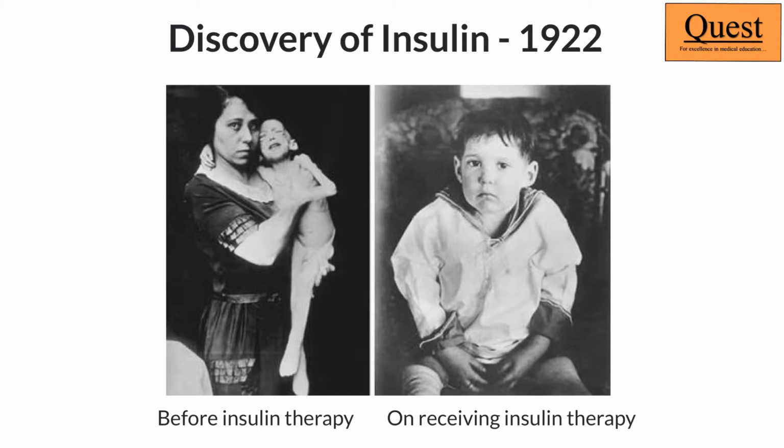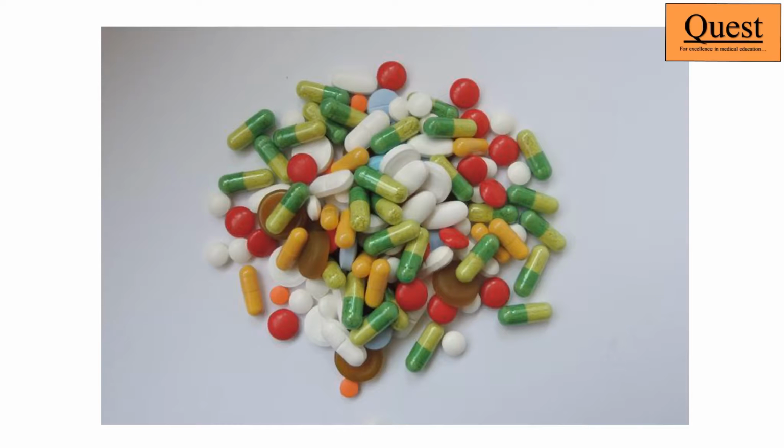Discovery of insulin was nothing short of a miracle for management of diabetes. Before insulin, type 1 diabetes mellitus had a universally poor prognosis. But today, we have a variety of oral agents which can help us to manage diabetes, especially type 2 diabetes mellitus. These have changed the prognosis and the way of management of these patients.